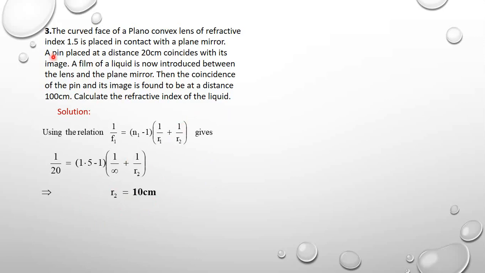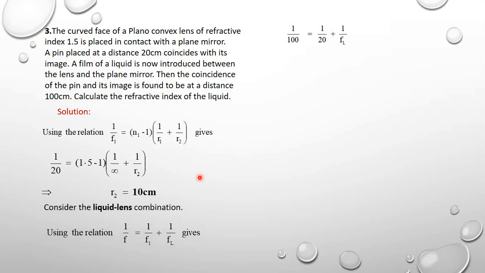I have the focal length of the combination, and I have the focal length of the plano-convex lens. So I can get the focal length of the liquid lens using the formula 1 over f is equal to 1 over f1 plus 1 over fl. So fl will be negative 25 centimeters.